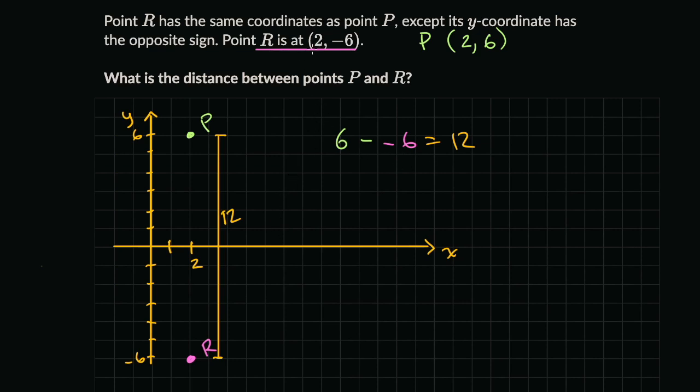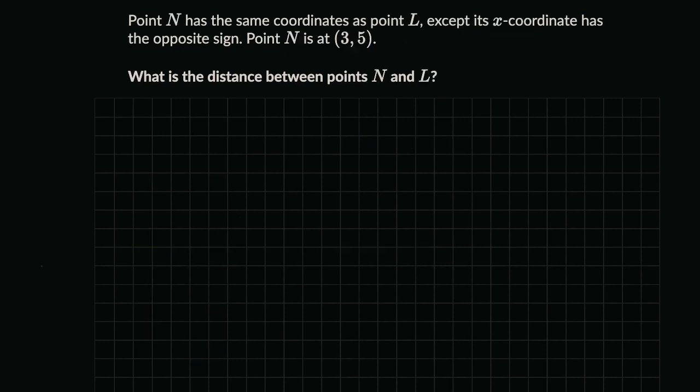Now you can do distance in two dimensions on a coordinate plane like this when one of the coordinates stays the same. In future videos, you'll learn how to take distance when both of the coordinates are different. But here the x-coordinate was the same, and so we just had to find the distance in one dimension. Let's now do another example.